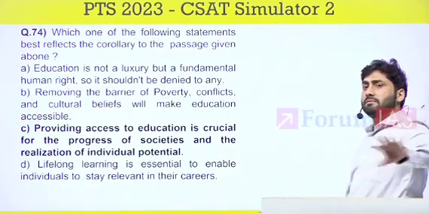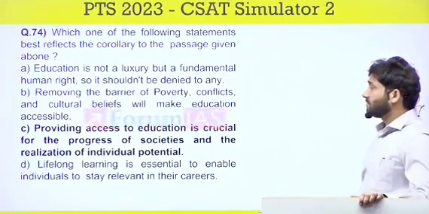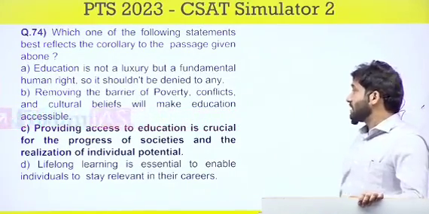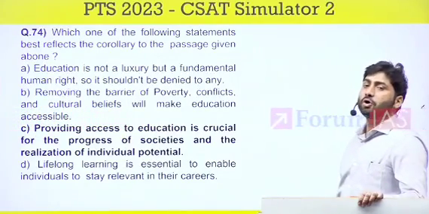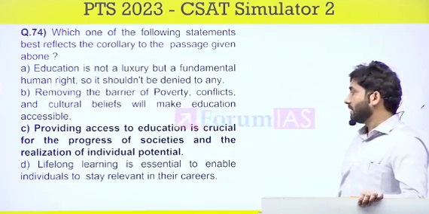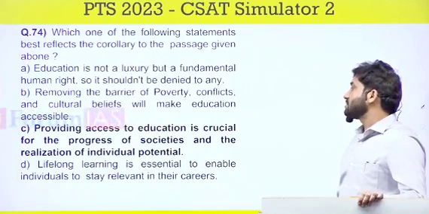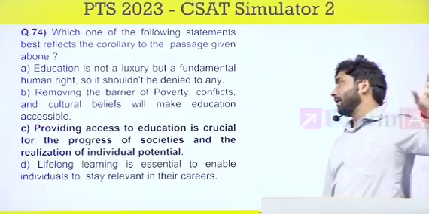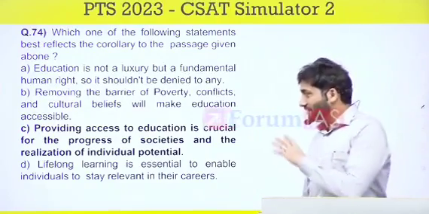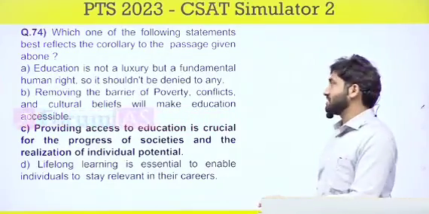But the author does not talk very well about how to remove it, and whether removing it will make it more accessible. Providing access to education is crucial for the progress of societies and the realization of individual potential. Yes, that has been brought out very clearly and categorically. Next, look at D. Lifelong learning is essential to enable individuals to stay relevant in their careers. Lifelong learning is not the point of discussion anyway. So you're left with C only after doing the elimination on the basis of our passage. I think we got the answer.